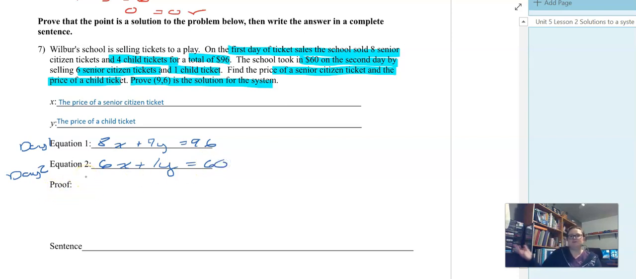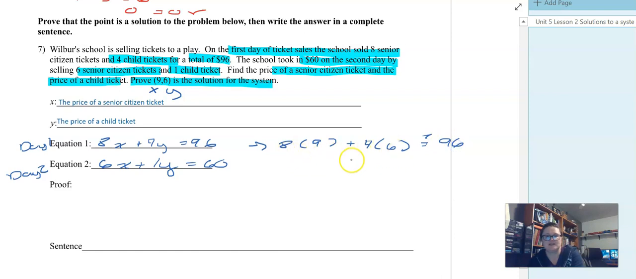So to prove this, we're just going to do what we did before. We're going to plug 9,6 in, 9 for X and 6 for Y, and make sure it works. So if we do 8 times 9 plus, that's 4. I know it looks like a 9, but it's a 4 times 6. Do we get $96? And so if I take my calculator, 8 times 9 is 72 plus 24, that's 96. So that's 96 equals 96. So that's proving it for the first equation.